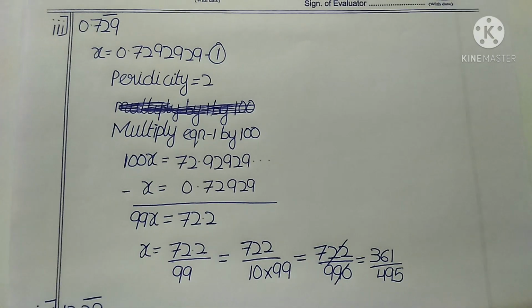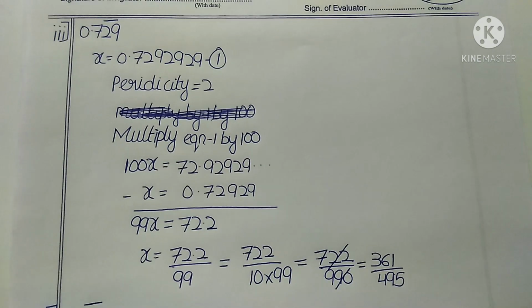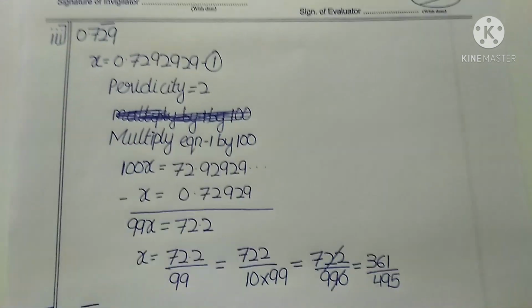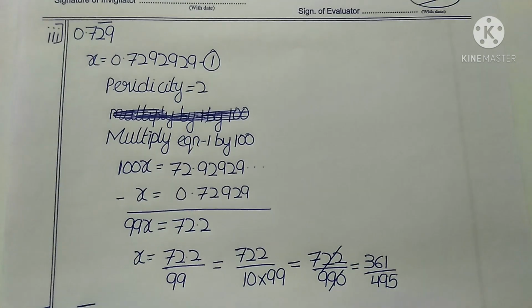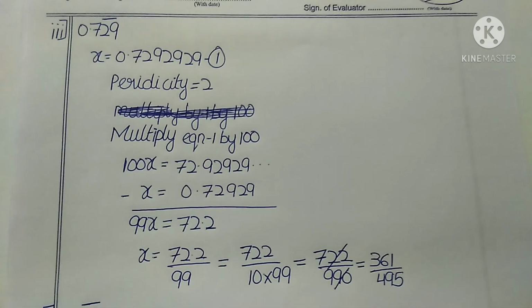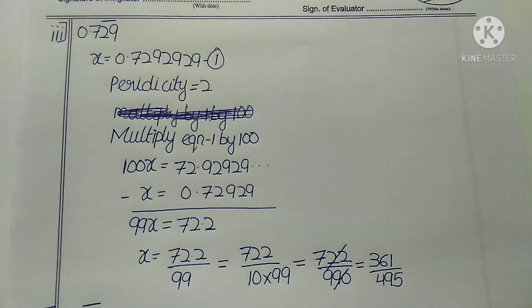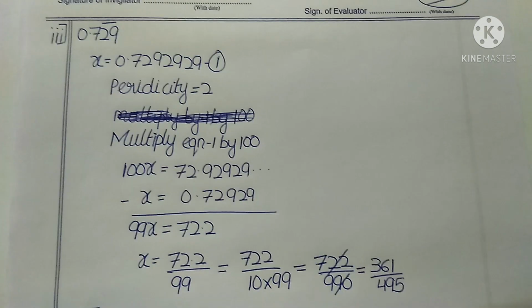Now let us solve the third question. They gave 0.729 where 29 has the bar. So we will get x equals 0.729292. This we will consider as the first equation. Here 29 means there are two numbers, so the periodicity equals 2. So it is at the hundreds place.